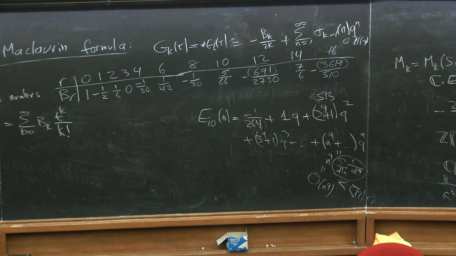Q is less than 1, and therefore, q to the n is exponentially small. So these series all converge extremely rapidly. There's no problem. Okay, thank you.